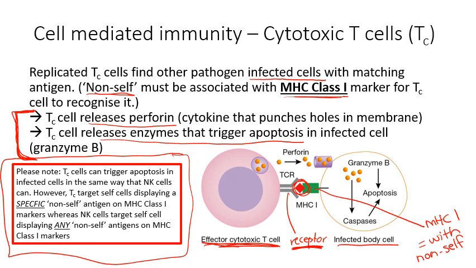This cytotoxic T cell will only target your cells that have been infected by the specific non-self antigen that first activated it. So if this had been a different antigen that was presented on the MHC class 1 markers that was not complementary to this cytotoxic T cell, it would not take any action against this infected cell. Whereas a natural killer cell, it doesn't care what has infected the cell. If it has detected that this cell has been infected, the natural killer cell will use this process to destroy that cell regardless of what virus has infected it.